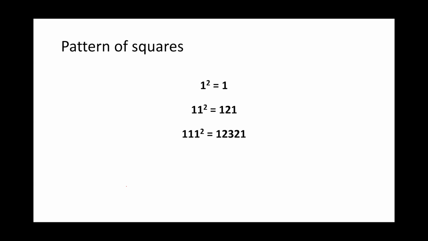Now let's see some pattern. 1 square is 1, 11 square is 121, 111 square is 12321. So what if I ask you 1111 square? Yeah, so of course you will go till 4 and then come back to 1. Interesting pattern, right? So in case of 11, we were adding two numbers at a time. So what if I give you a multiplication by 111?